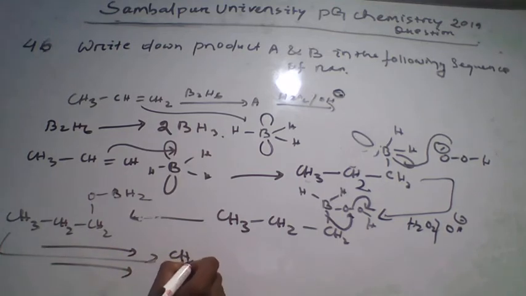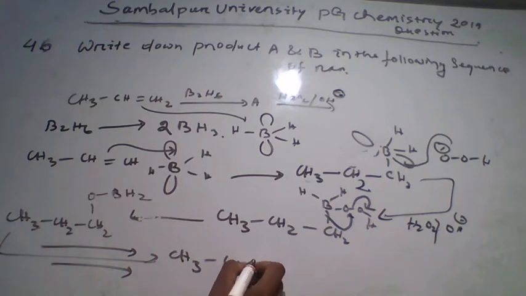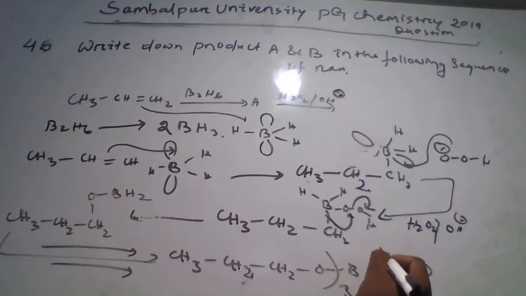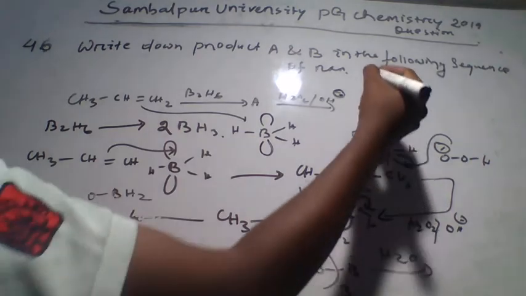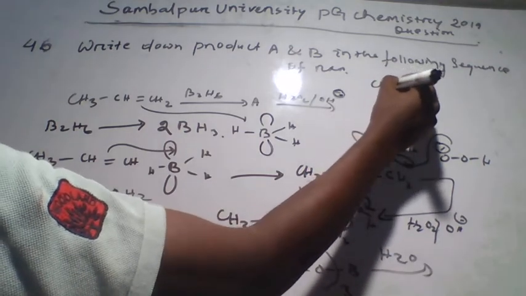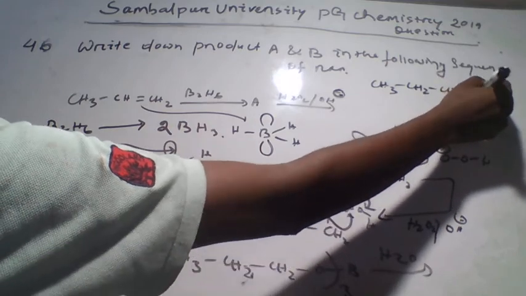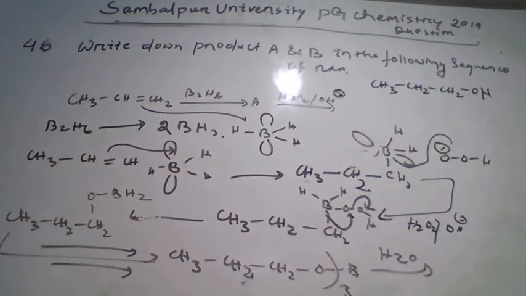It will form like this, CH2 OB CH3, and when hydrolysis takes place, which product will it give? Propanol is your product. Then we'll see the next question.